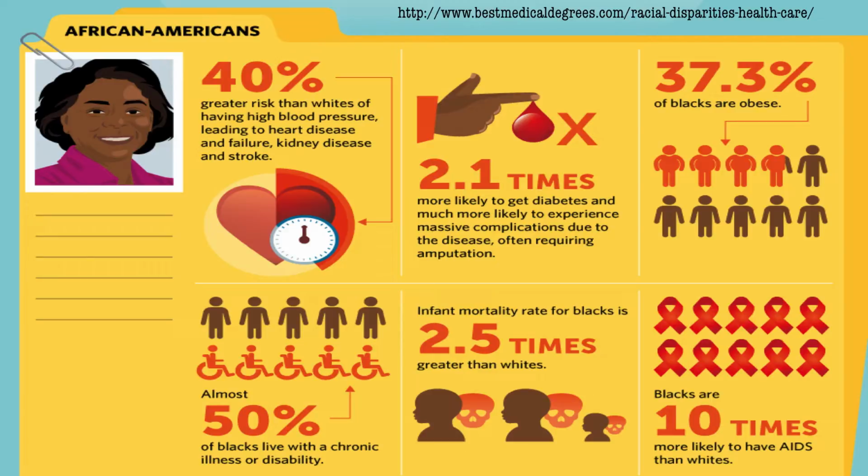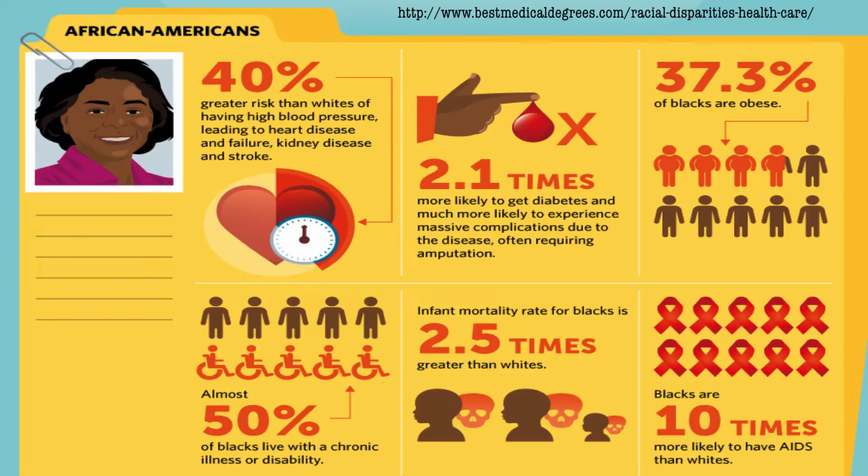If we take a look at this infographic, we can learn more about health disparities that African Americans face. African Americans have a 40% greater risk than whites of having high blood pressure. As we know, hypertension leads to heart disease and failure, kidney disease, and stroke. African Americans are 2.1 times more likely to be diabetic and experience major complications due to the disease. Obesity is another factor that affects the health of African Americans.